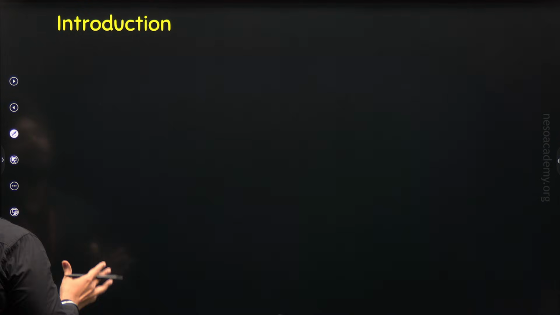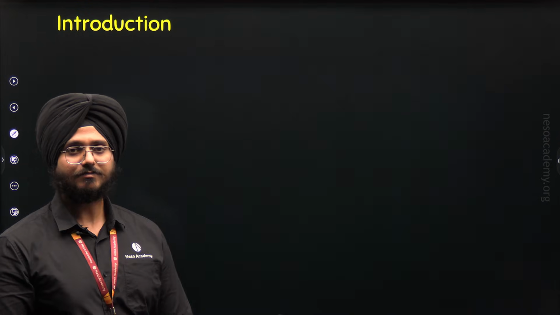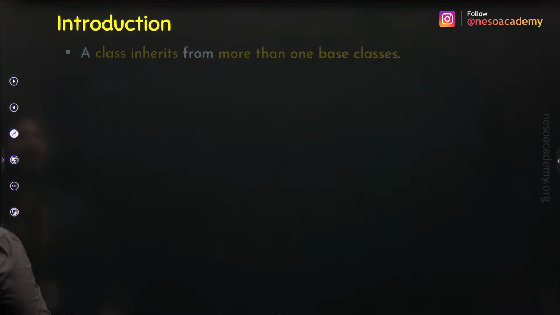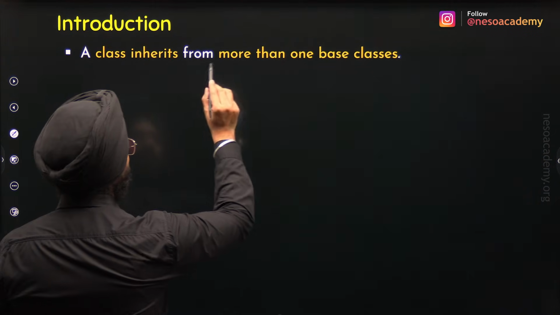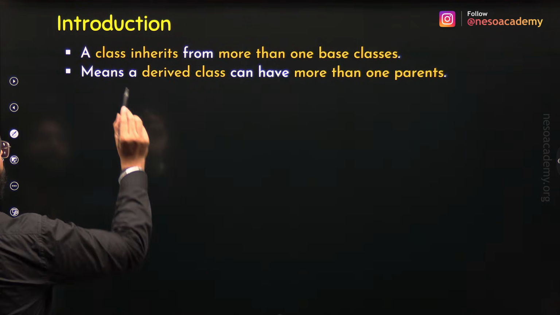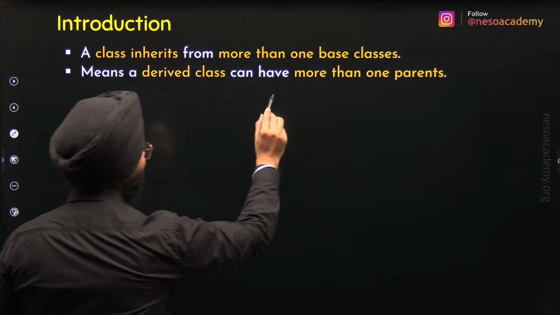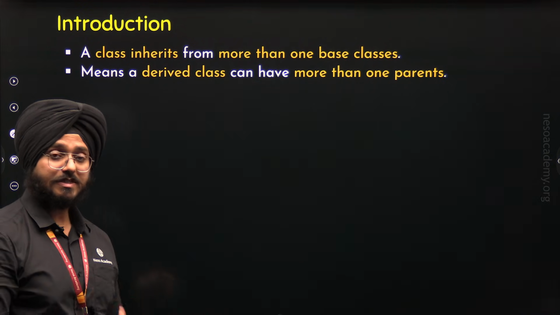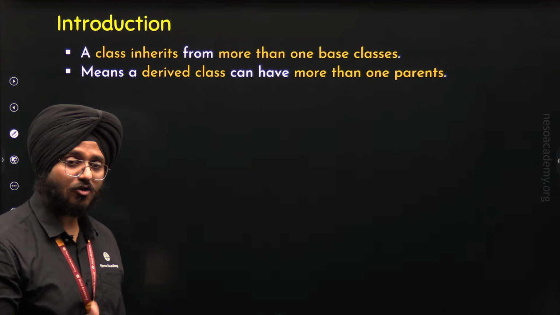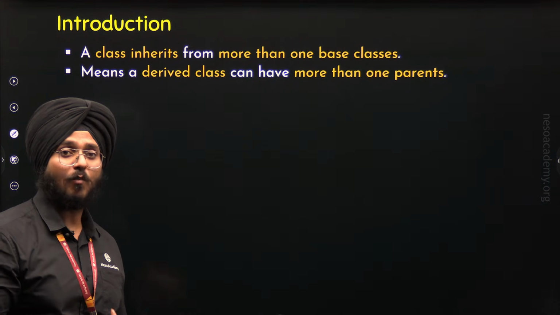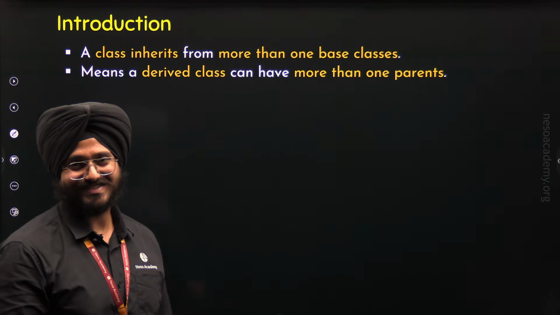Now, what is multiple inheritance? In case of multiple inheritance, a class inherits from more than one base class. Now this means a derived class can have more than one parent. This clearly means that in case of multiple inheritance, a derived class can have more than one base class.